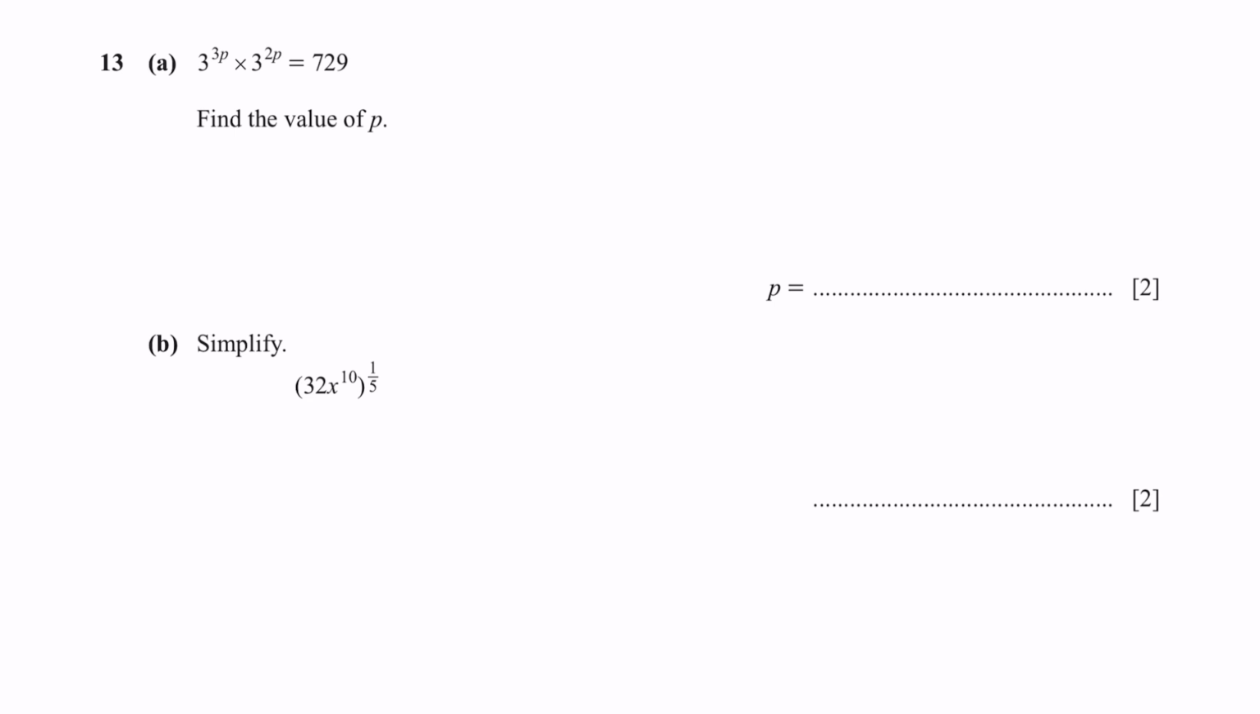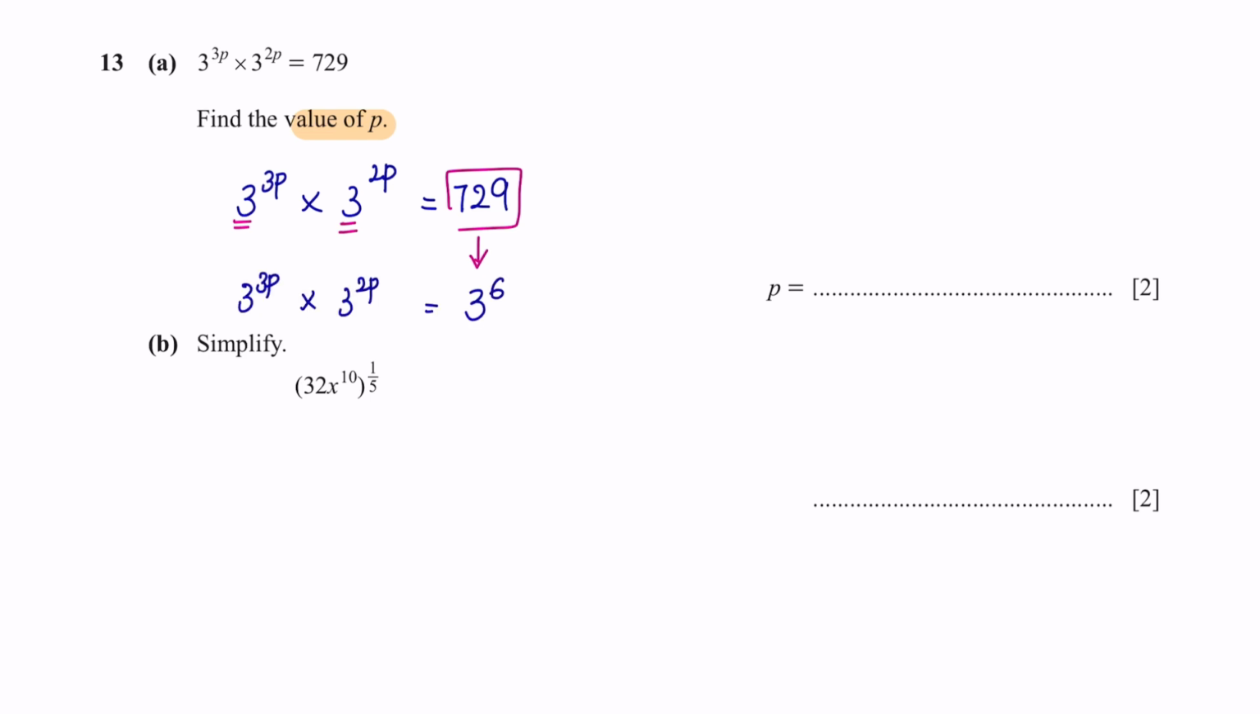Next, question 13a. Find the value of p. Okay, this is your indices. So the base here is 3. Now let's see if we can change this number also into the base of 3. So 3 to the power of 6 is 729. So now you have all the bases here the same, which is 3. So you can remove the bases and just use the number on the top to solve your equation. So it's going to be 3p. Since this was multiplication, it will be addition for your indices, plus 2p, which is this one, equals 6. That's 5p equals 6, and p will be 6 over 5, which is 1.2.